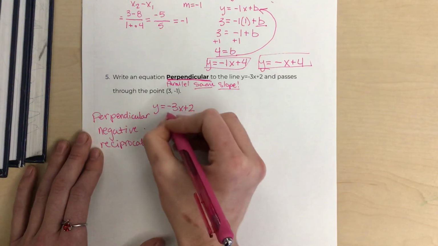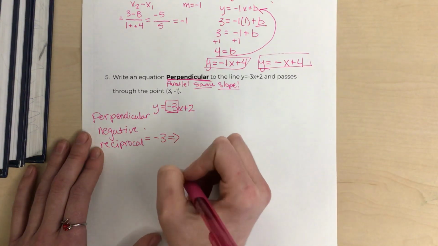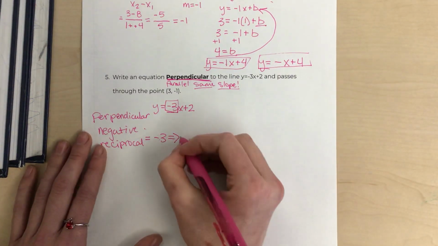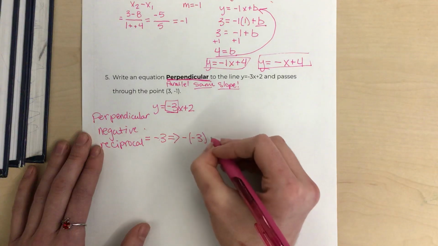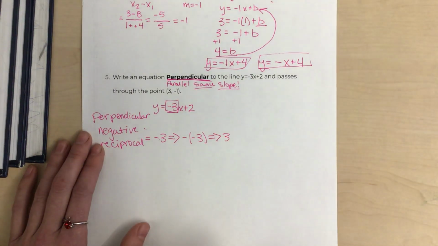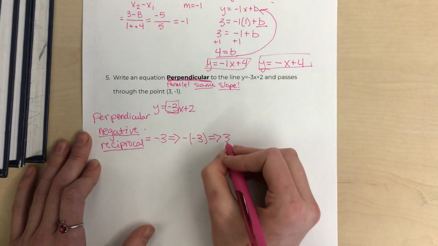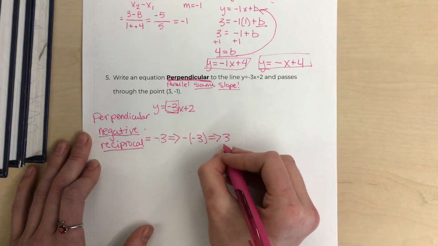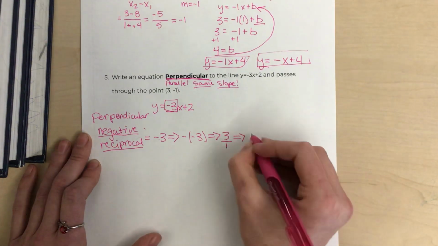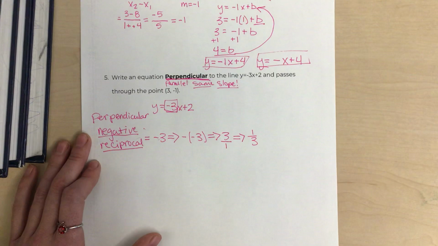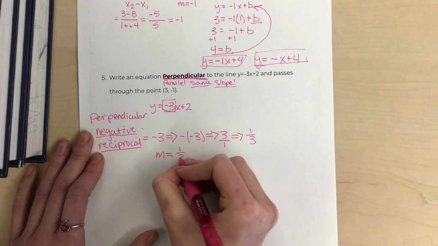That means that instead of my slope being -3, the first thing I need to do is make it negative. Well, it's already negative, but if I take a negative number and make it negative, in other words make it the opposite, it becomes a positive. But that's only the negative part. I still need to do the reciprocal. And this isn't a fraction right now, but remember, any whole number that we have, we can write as over 1. So our reciprocal for 3 over 1 would be 1/3. So our perpendicular slope would be 1/3.